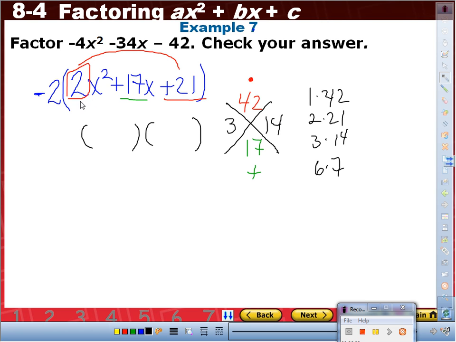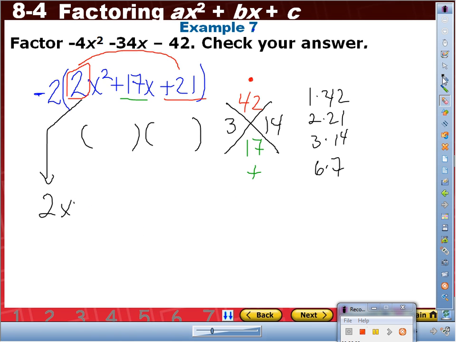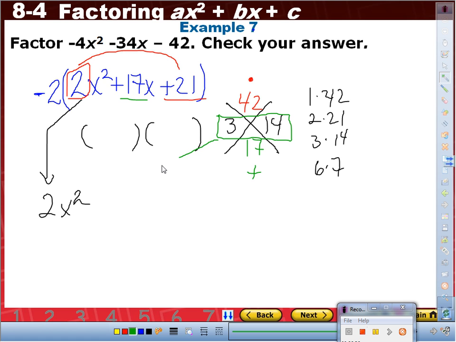Everybody look up. I'm here right now. So I'm going to rewrite this first term. That is 2x squared. Here we go. And instead of the middle term, this one, what are we going to write? Plus 3x plus 14x. Are we there so far? We bring down the last term, which was what? Plus 21. Now can we group?